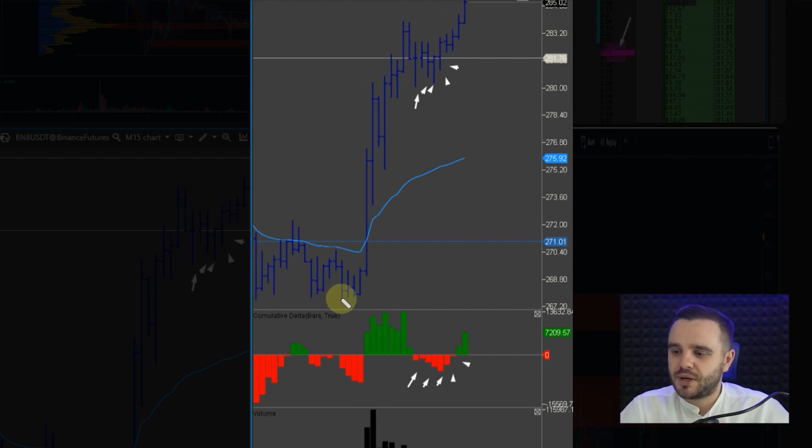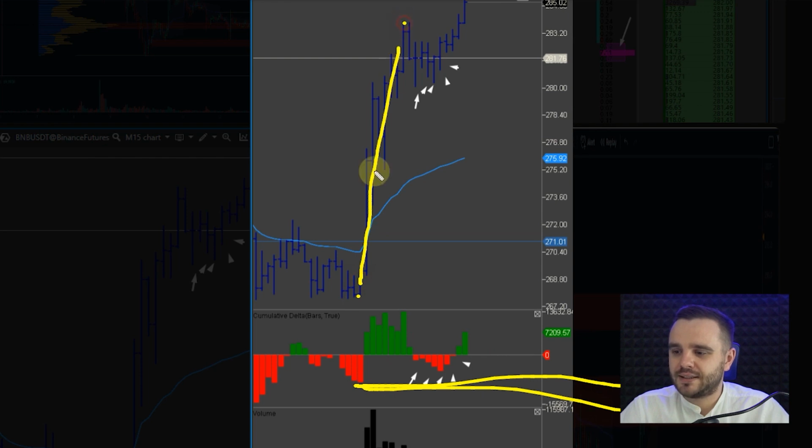Why? Because pay attention. Delta was negative, and with this pump, delta jumped from approximately minus 10,000 to 13,000. That means delta changed by minus 10 plus 13. It is approximately 23,000 coins, contracts. And price reacted with this powerful rise.